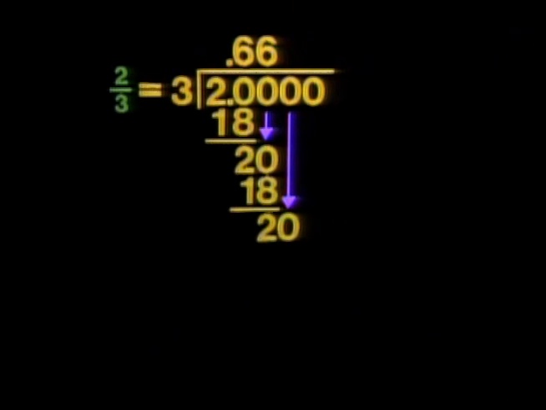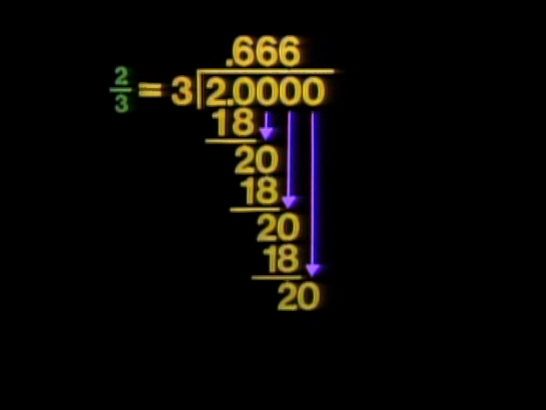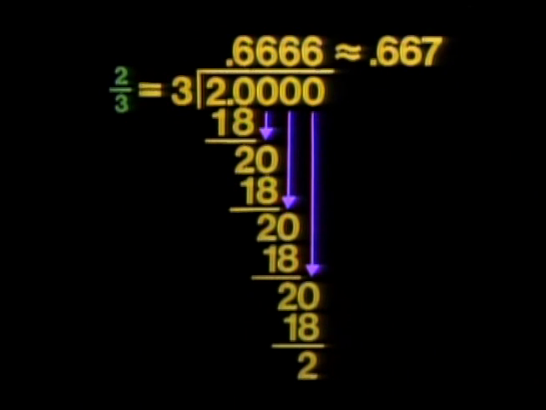Third digit is a 6. So is the fourth and the fifth, and so on indefinitely. We can round this off to 3 decimal places as shown. 2/3, correct to 3 decimal places, is 0.667, or 667 thousandths.